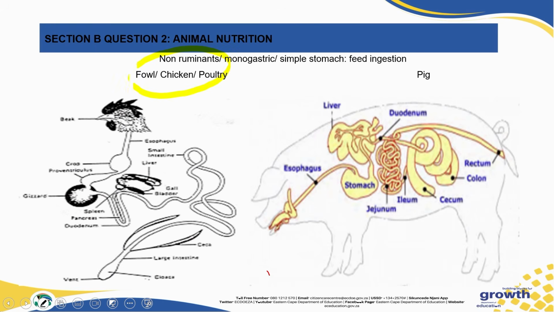Now, we have a fowl and a pig. These are the non-ruminants. As you know, we have classified our farm animals into two, the ruminants and the non-ruminants.